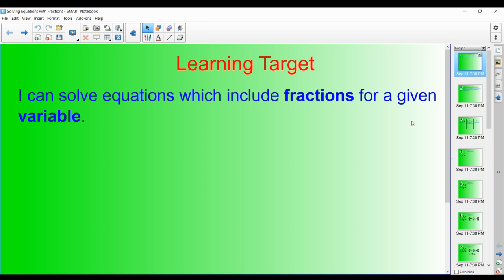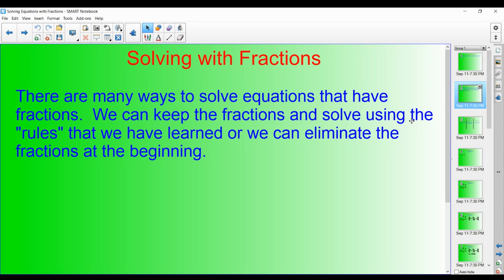Everyone, today we're going to learn how to solve equations with fractions. We're going to learn three different methods, all of which will work, and you're going to pick your favorite method in order to solve for a given variable. So to solve with fractions, there are many different ways.